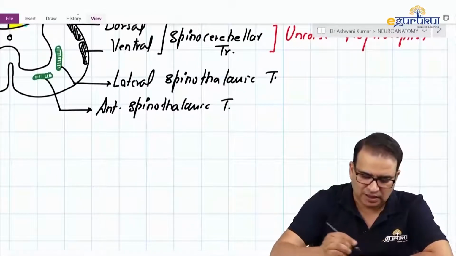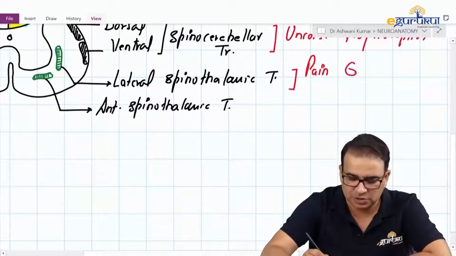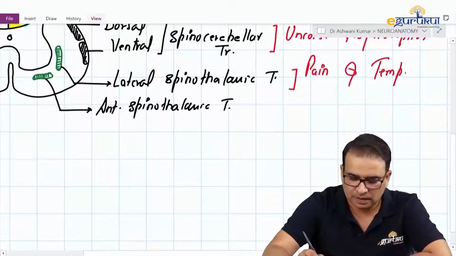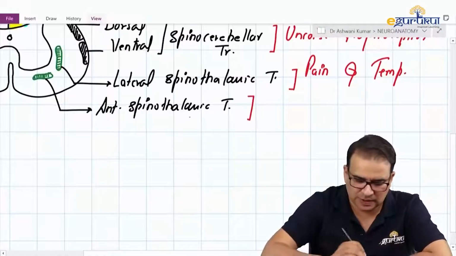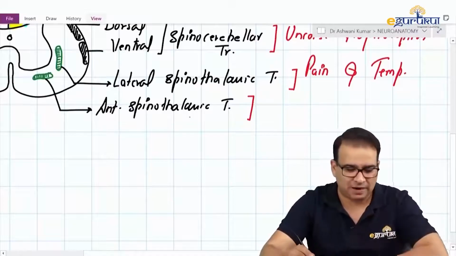Well, the function. The lateral spinothalamic tract, the important one, carries pain and temperature, whereas the anterior spinothalamic tract is the one carrying crude touch, and this is the major tract for pressure.